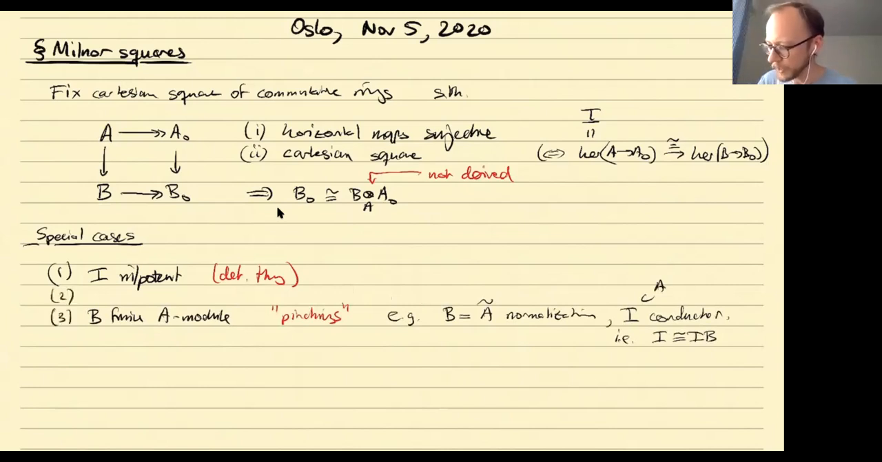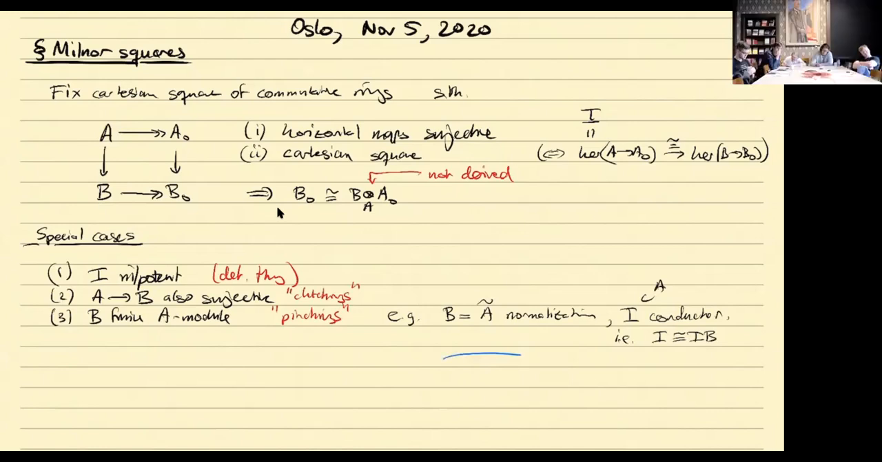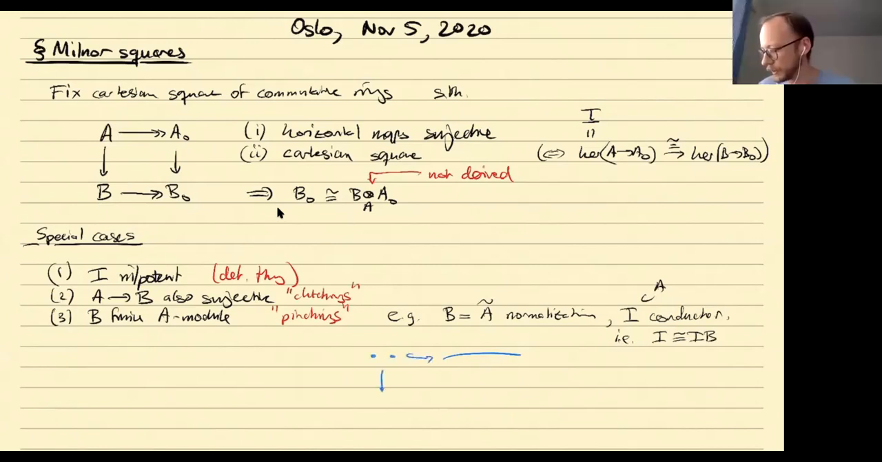That's the case when A to B is also surjective. So then we have a square with all four maps surjections, and geometrically this means that you are gluing two closed subschemes, and I think these are sometimes called clutchings. Here you can, for example, take a P1 or a line, take two points, and pinch these two points together, and we get a nodal curve. This is the spec of the corresponding Cartesian square of commutative rings.